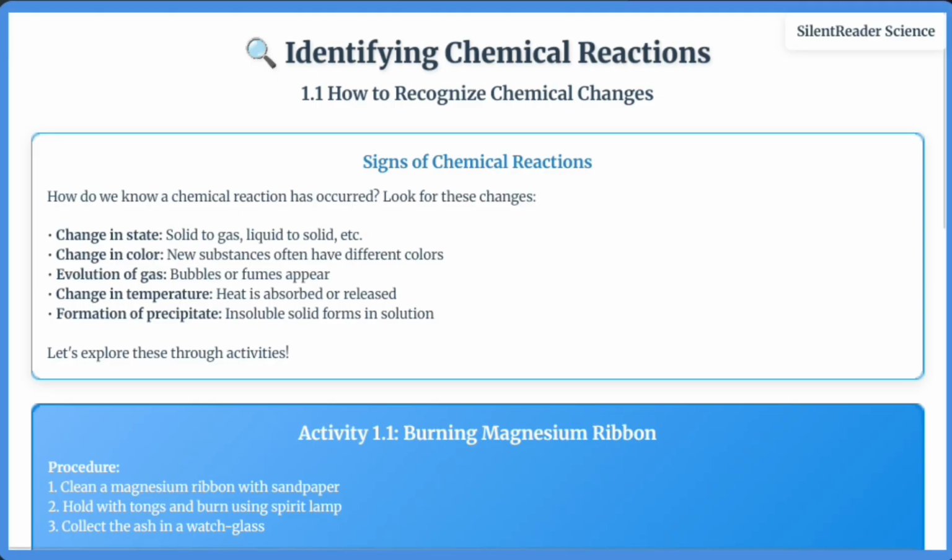In other activities, we'll see lead nitrate and potassium iodide forming a yellow precipitate, and zinc reacting with acid to produce hydrogen gas bubbles while the test tube becomes warm. These different signs help us recognize that chemical reactions are taking place. Chemical reactions are happening all around us. When milk turns sour, when iron rusts, when food cooks, and even when we breathe.